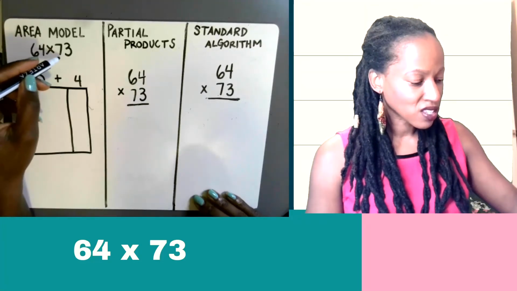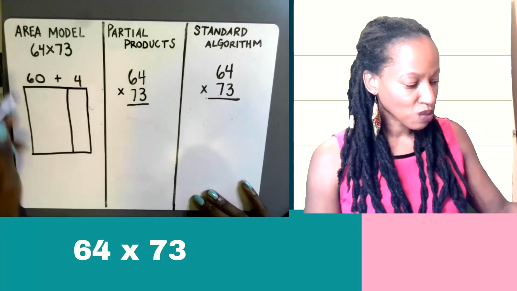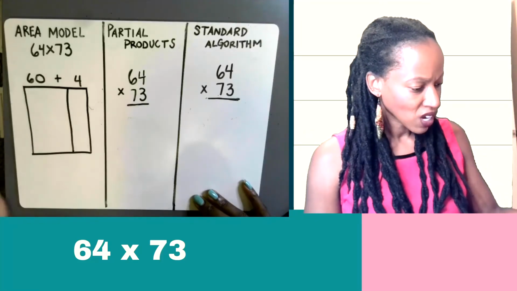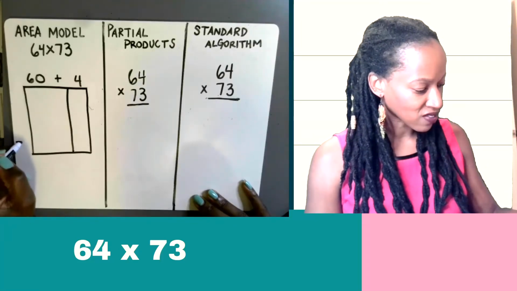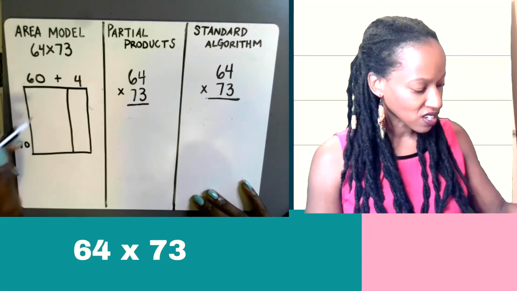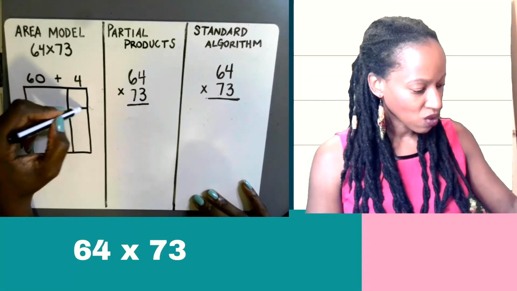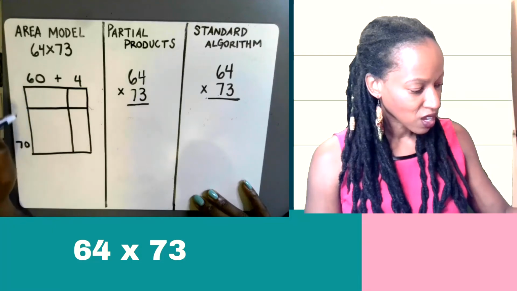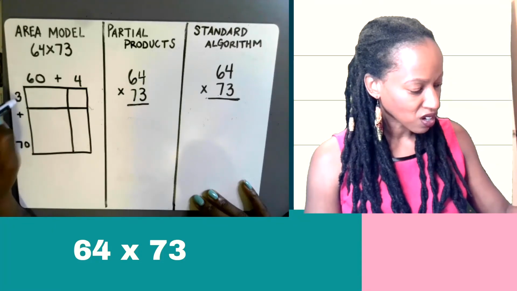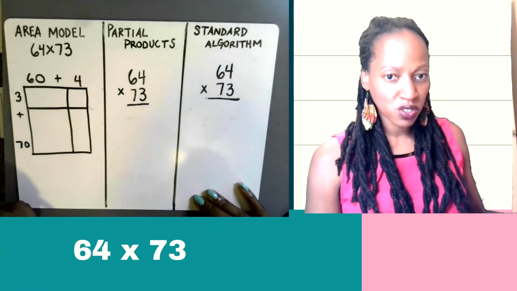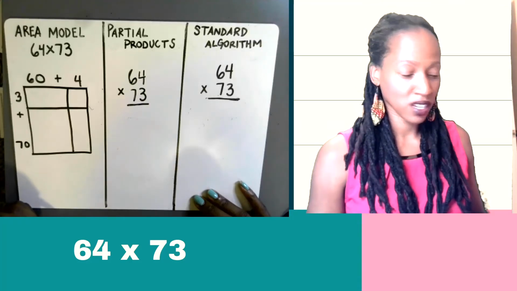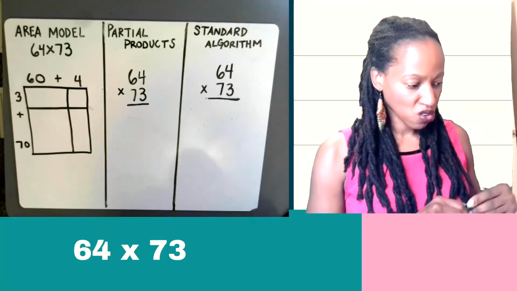Now I have 73, okay? So I'm going to show, I think I'm going to write, I have 70 or 7 tens down here, and I want to write that I have plus 3 ones up here, okay? So we're going to now go ahead and multiply these, all right? So let's go ahead and do it.